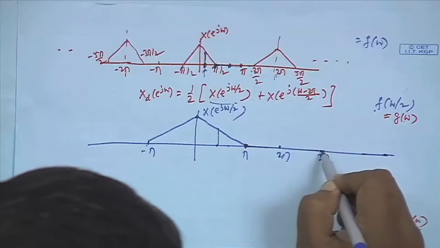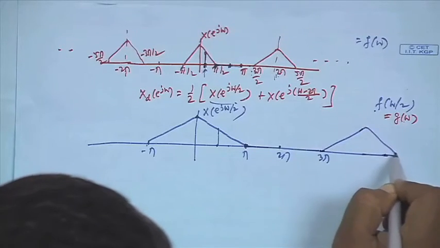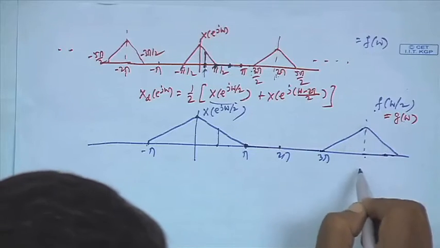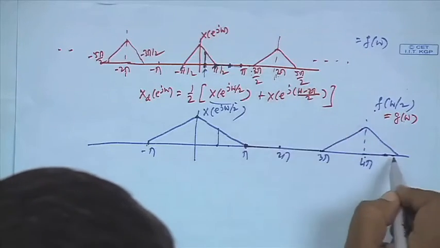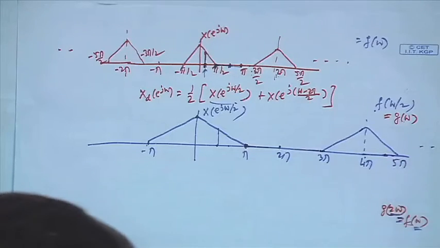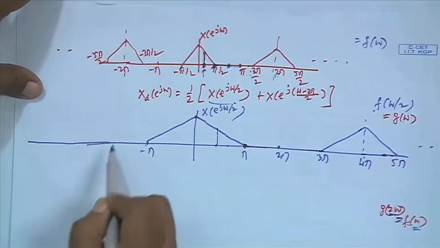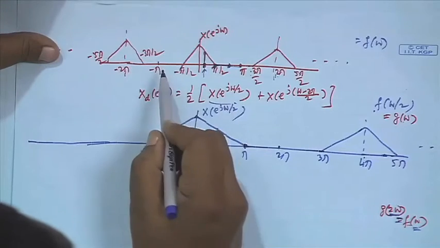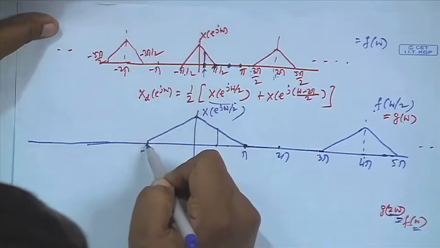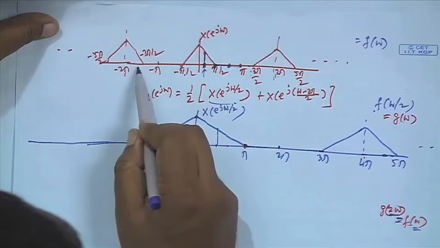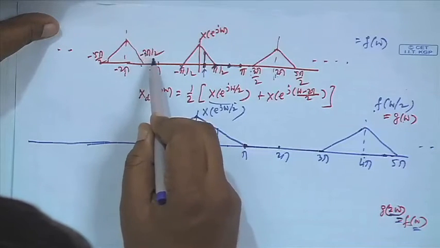So in this zone, again I have some repetition. 3 pi to, then the center point is 4 pi, twice that, then here twice that is 5 pi, dot dot dot. And on this side, minus pi by 2 becomes minus pi, twice that. And then minus 3 pi by 2 becomes minus 3 pi.